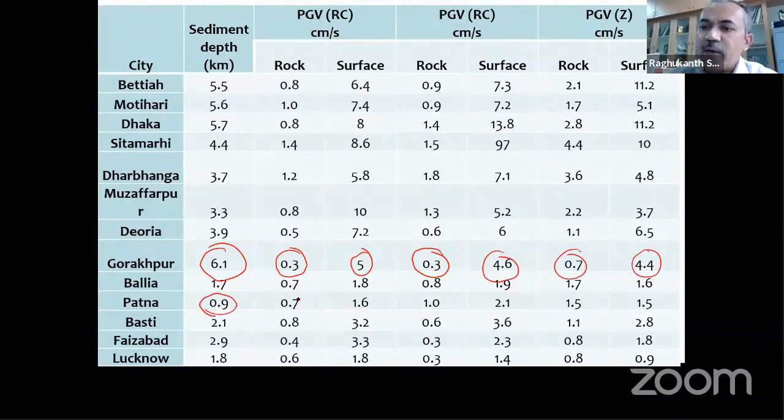So at 900 meters sediment depth, you can see the amplification is only 0.7 to 1.6, say 1 to 2. As sediment depth increases, obviously the numbers are extremely high, like 5.6 or 5.7. 0.8 to 8 times is the amplification at this place. And of course, these amplifications are for velocities, okay, not for PGA and others.